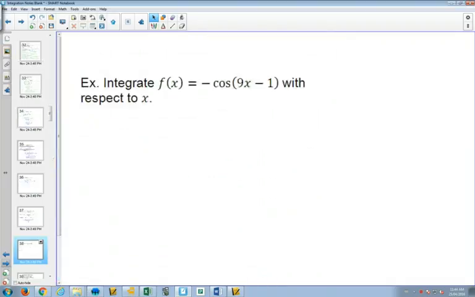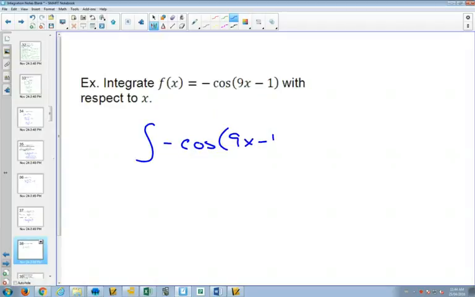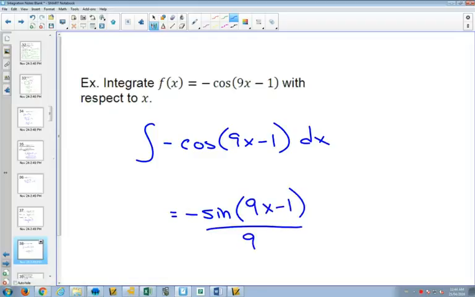And finally, last example that we're going to do for today. Integrating this one. This one's going to stay negative. And plus c at the end.